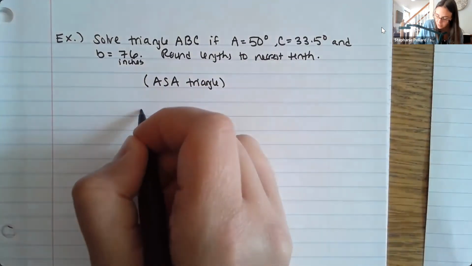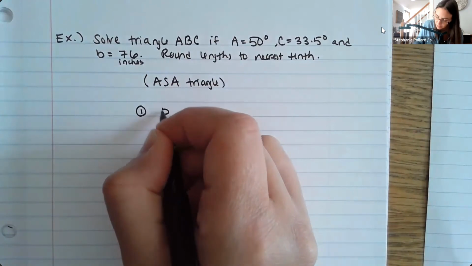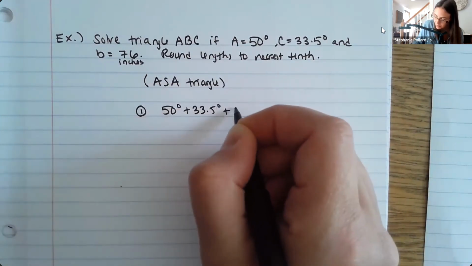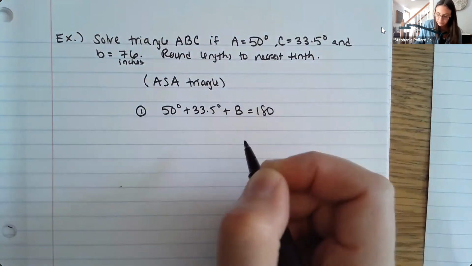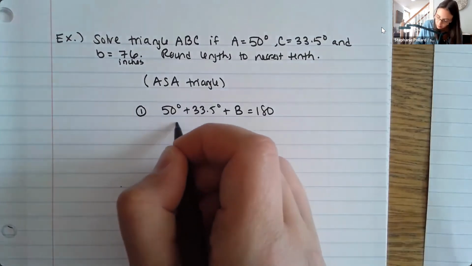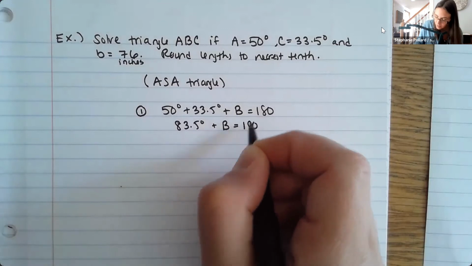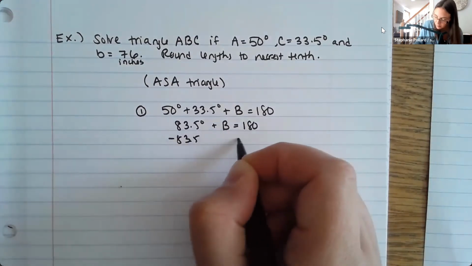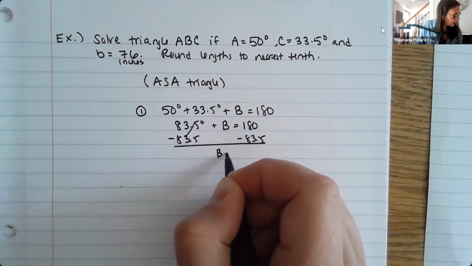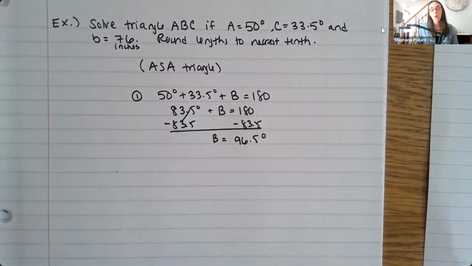So first, let me find the other angle. If I took my 2 angles here, I see that 50 degrees plus 33.5 degrees plus B is equal to 180. If I add these two together, I have 83.5 degrees. And then I subtract that from both sides. And again, you can, of course, use your calculator here. And you get about 96.5 degrees. So our last angle is over 90 degrees.